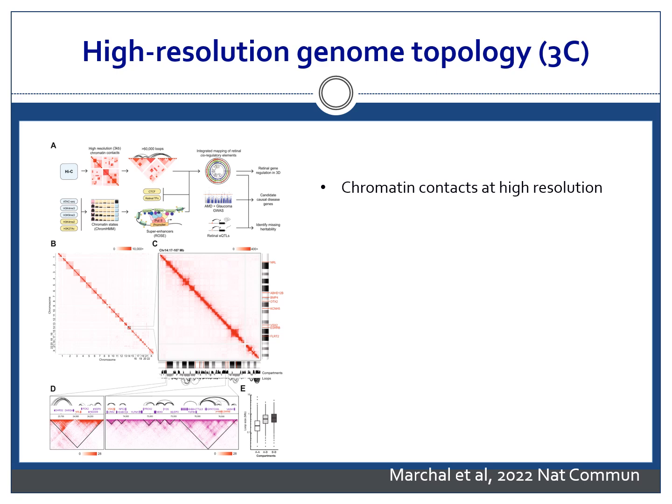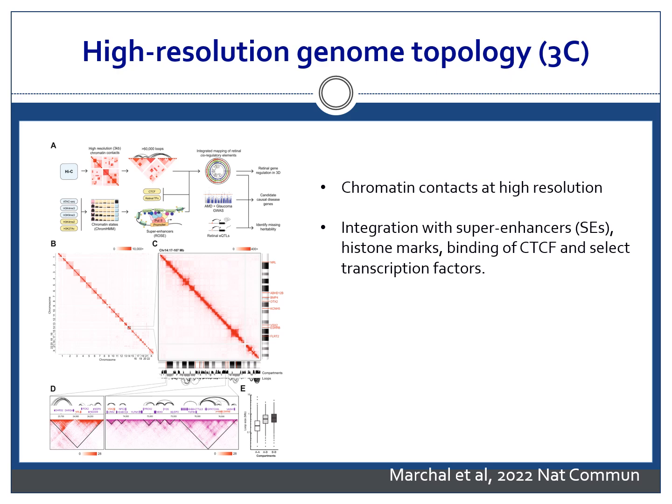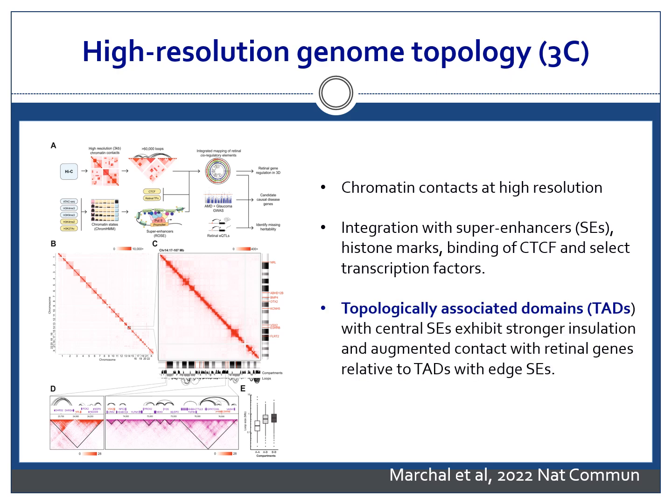So we briefly talked about the trans-eQTLs, where the variant is regulating a gene which is far off or even on a different chromosome. We know that our genome is 3D. So high-resolution genome topology methods such as 3C can be used to generate chromatin contact maps at high resolution. Shown here is an example where retina maps were built using human donor eyes, and by integrating this data with super enhancers, histone marks, CTCF binding, and other transcription factors, they were able to find topologically associated domain stats which were regulating several retinal genes.